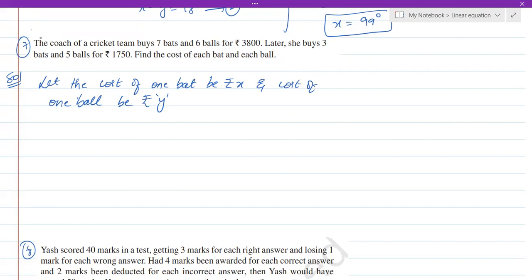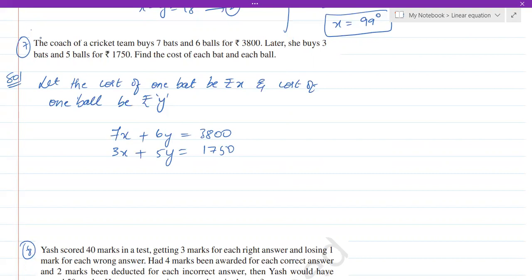Therefore, if you observe, the coach buys 7 bats and 6 balls for rupees 3,800. So one bat is X rupees, 7 bats will become 7X. One ball is Y rupees, 6 balls will become 6Y. So both put together is 3,800. Similarly, later she buys 3 bats and 5 balls. One bat is X rupees, 3 bats becomes 3X, 5 balls becomes 5Y, equal to 1,750. These are your equations 1 and 2.